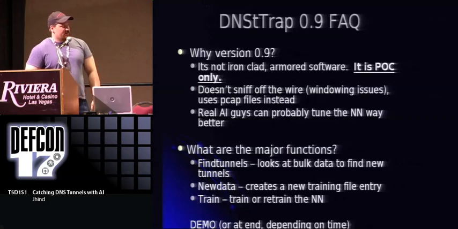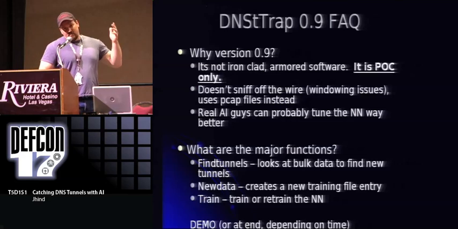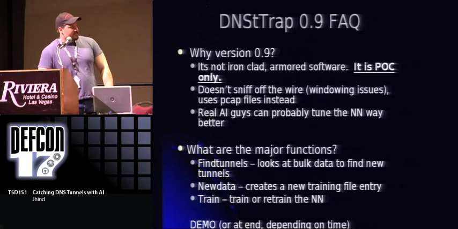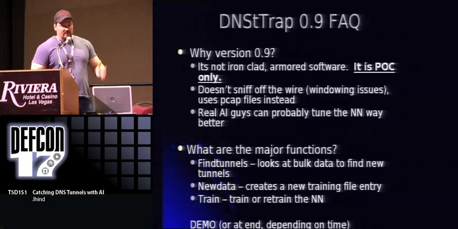It has 3 major functions. Find tunnels. Basically, here's a PCAP file I captured. Tell me if there's any tunnels in it. New data creates a new training file entry. Training file is what the neural network learns off of. And train, which is to train or retrain the neural network. I'm going to push the demo until the end. We have plenty of time. I'm excited. I'm talking too fast.